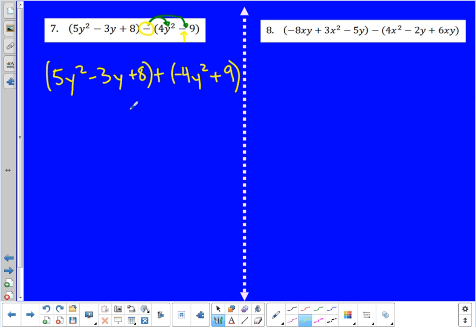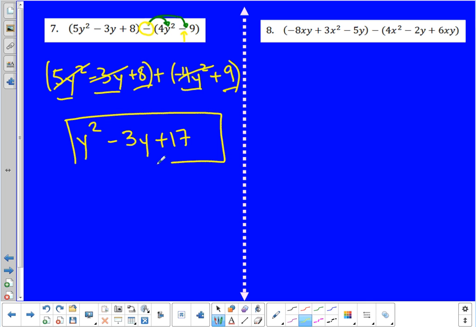Now I can go back and find my like terms. Here's a squared, here's a squared. That's my biggest power. So 5 minus 4 gives me 1, which is just y squared. Those are gone. Then I have negative 3y that doesn't have any like terms, so that's just going to be next by itself. And then I have 8 and 9, which is 17.